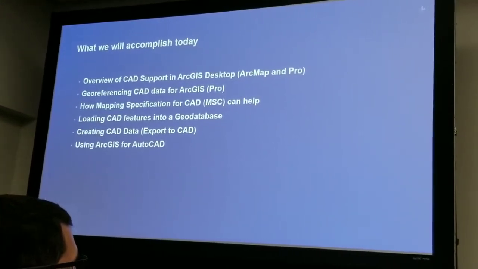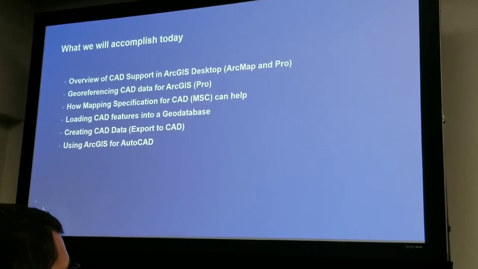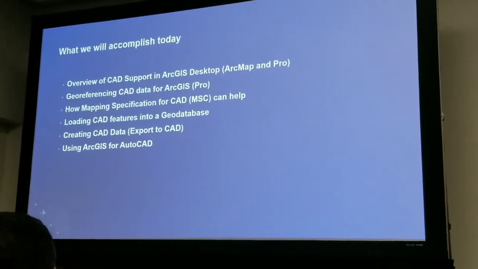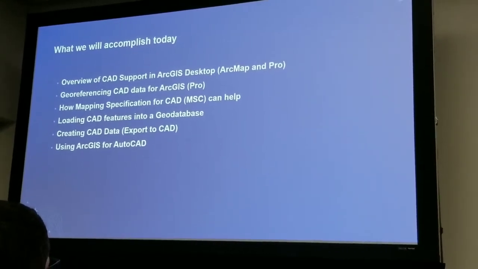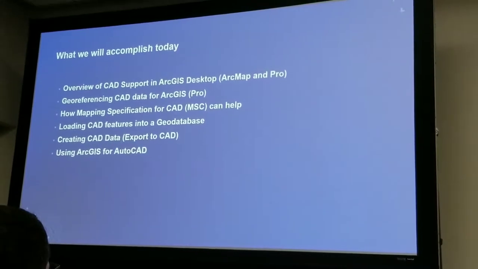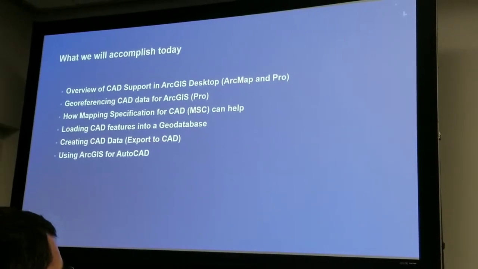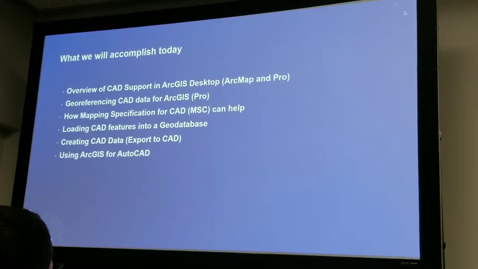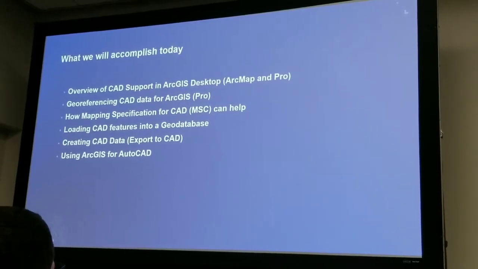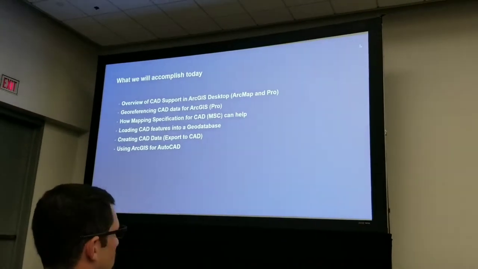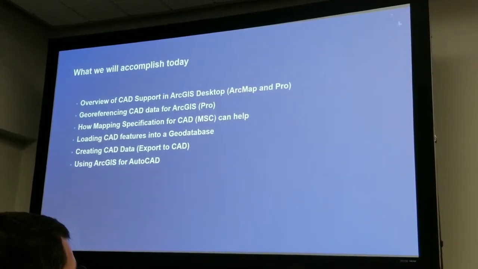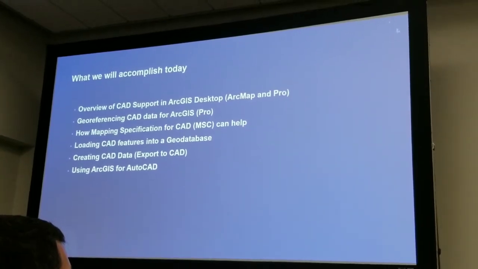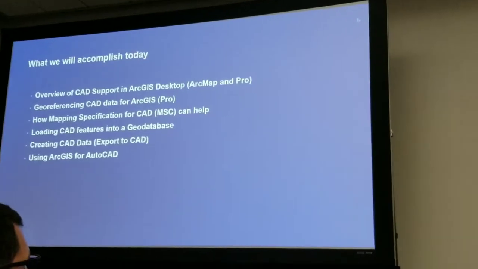I want to talk about how the Mapping Specification for CAD, or MSC, can help your organization or your workflows. If you're in ArcGIS for AutoCAD and you know what that is, think of it like your document or your local feature classes. Then I want to go into loading CAD features into the geodatabase. We're going to talk about how I can take my CAD data and load it into my geodatabase so I can get all that content out and where I want it to be. But I also want to talk about using export to CAD as well and why that's important.